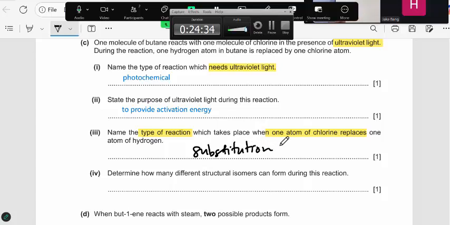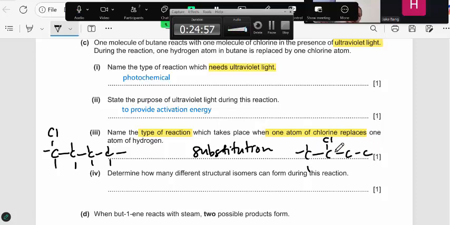How many different structural isomers can be formed during this reaction? Do you know what they're talking about? Butane is like this. Okay, very good. I can have one chlorobutane and I can have two chlorobutane, right? Is there such a thing as three chlorobutane? No, because you come from the other side. So there are two different isomers.